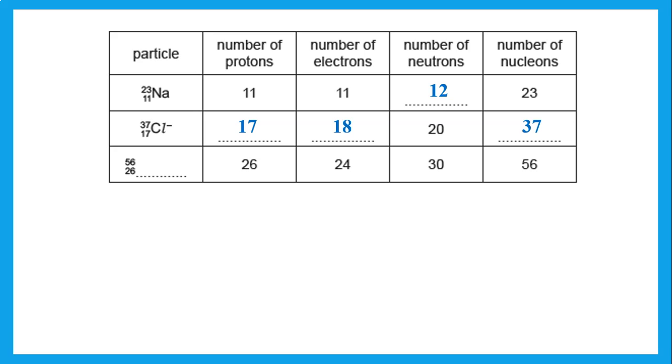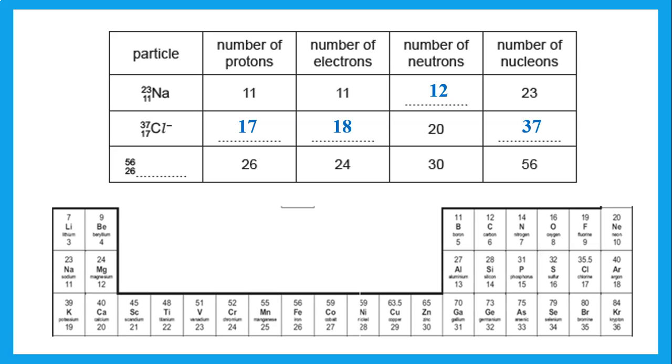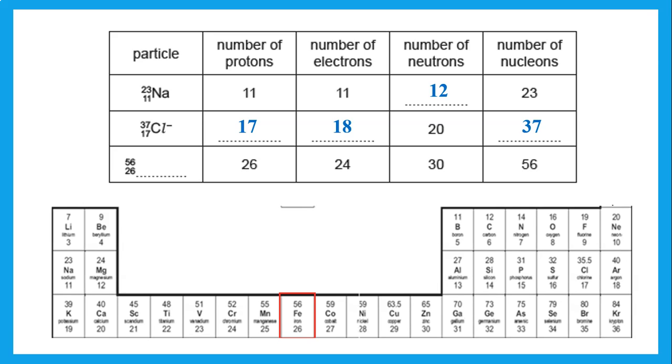What about this last one? He's saying I have something that has 26 protons, and we said the number of protons is what identifies the element. So what has 26 protons in the periodic table? That means which one has a small number 26. So if you look at the periodic table, the Fe in the middle of the periodic table is the one that has atomic number 26. So that means we're talking about Fe.